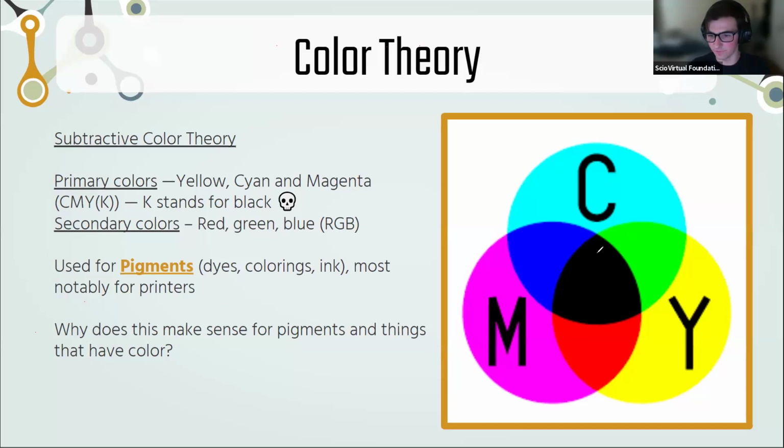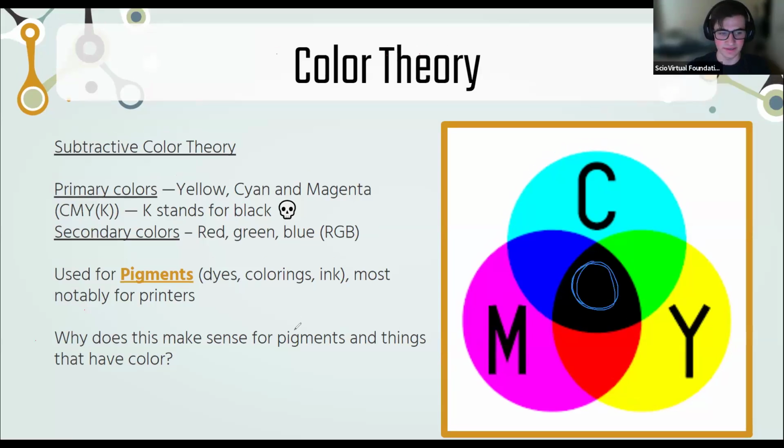But this isn't exactly for light. This is meant for pigments. And so it's frequently used for dyes, coloring, and then ink, which is what printers have. And that sort of makes sense when you think about it. The mindset of subtractive color theory makes sense when you see something. Why? Because when something looks green, the reason why the grass is green is because it absorbs every other color but green. The only thing that reflects from you is green.